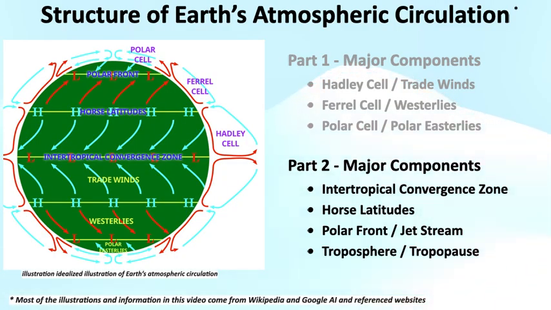If you hadn't seen that presentation already, I would suggest you maybe view part 1 before you look at part 2. In part 2, in this section, we're going to cover the Intertropical Convergence Zone, which you can see on the diagram here is sort of where the equator is, the horse latitude, the polar front and the related jet stream, and then the troposphere and the tropopause.